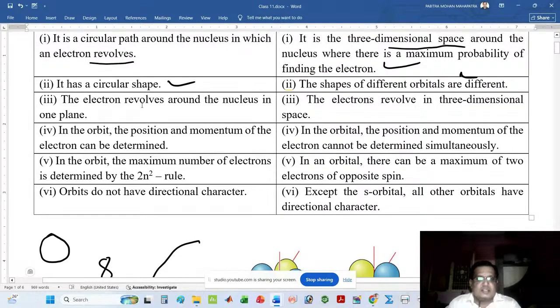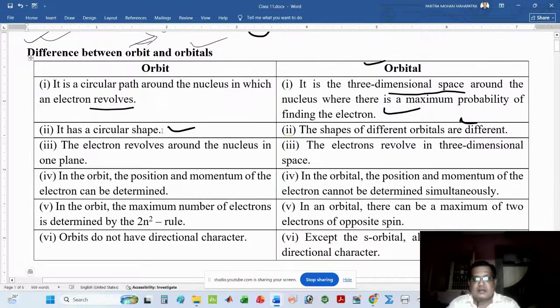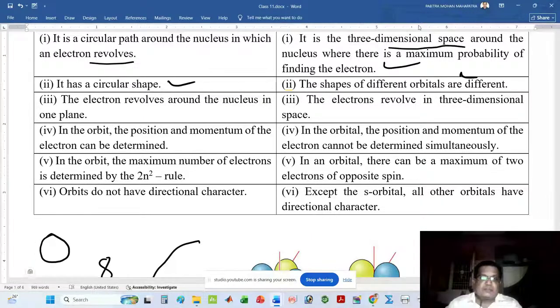So here I can say that for an orbit we can say that it is a circular shape. And if you think about orbitals, then different orbitals have different shapes. So here we cannot write a single point like for the orbit. The third point is that in an orbit the electron revolves around the nucleus in one plane.